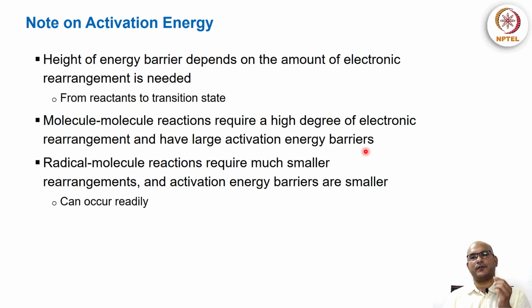In radicals, which have a free dot, the radical-molecule reactions require much smaller rearrangements, and the activation energy barriers are quite small. They may often just require transfer of one atom. So these are quite small energy barriers, and the reactions can happen quite readily.